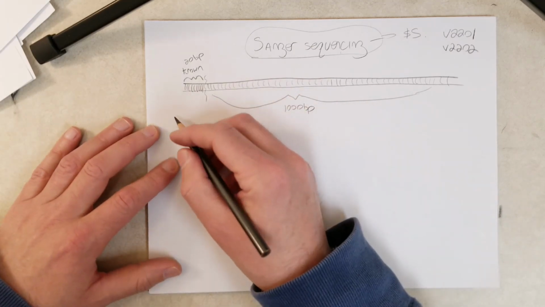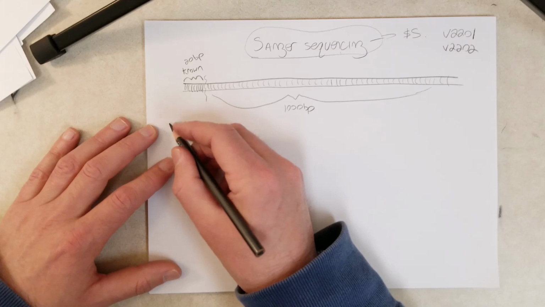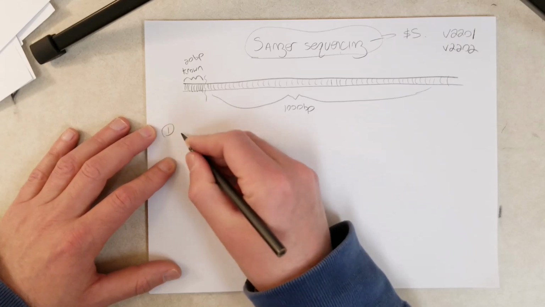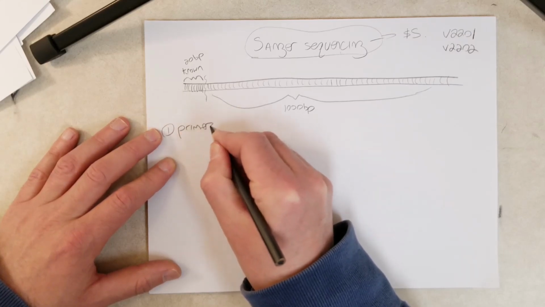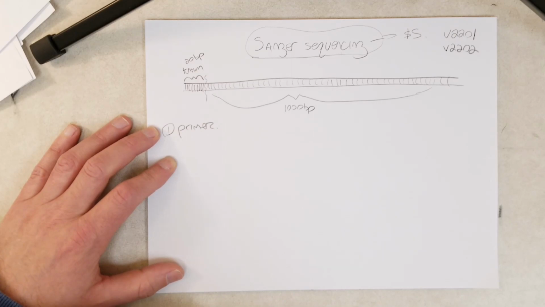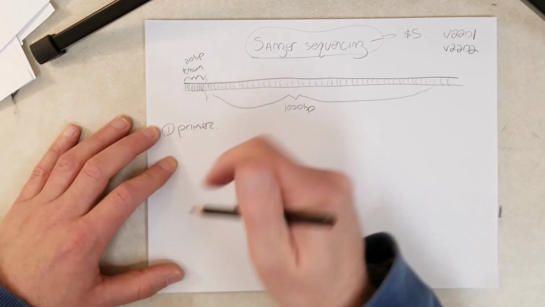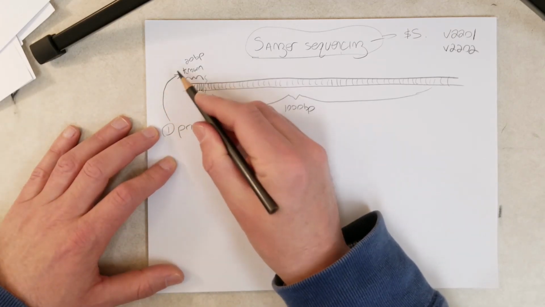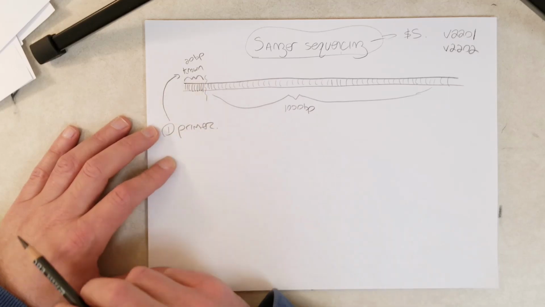So a Sanger sequencing reaction needs a couple different components. It needs a primer, a single primer. PCR requires 2 primers. Sanger sequencing requires just 1 primer. And that primer obviously is going to have to bind to the known sequence.